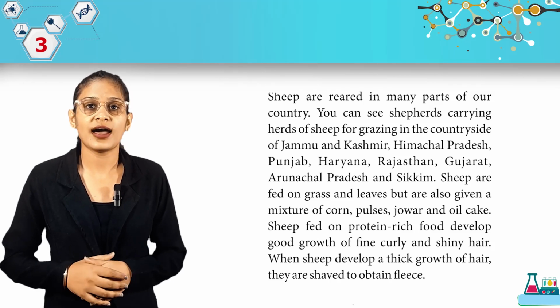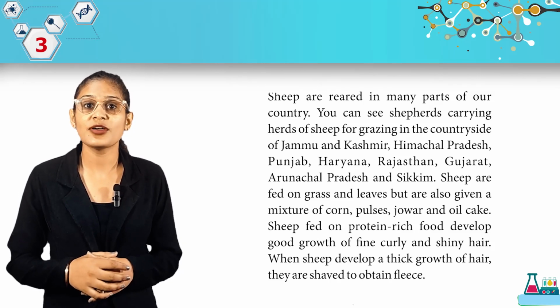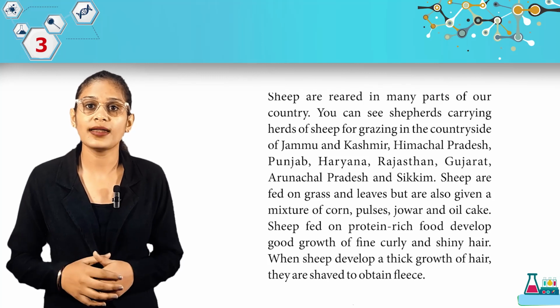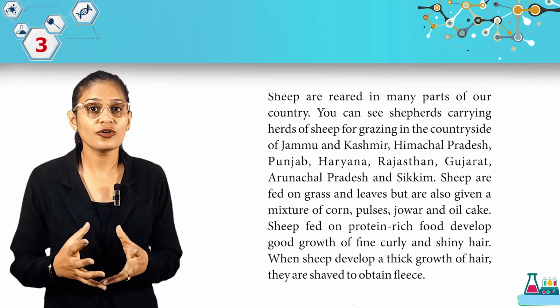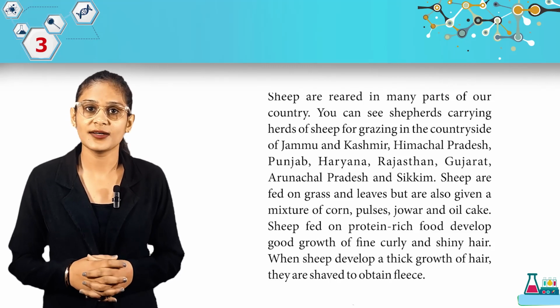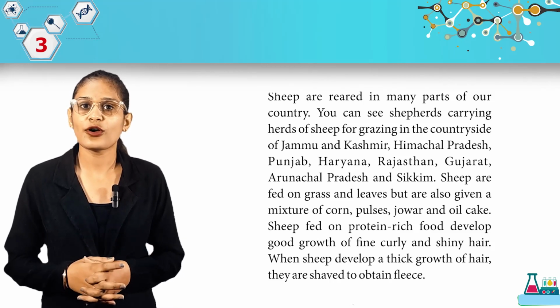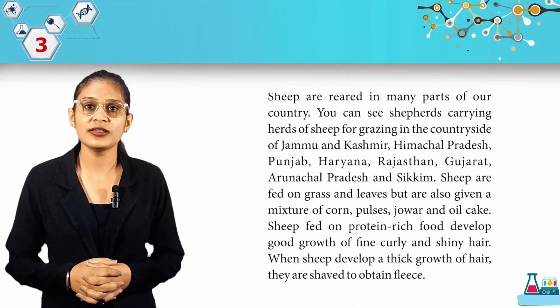Sheep are fed on grass and leaves but are also given a mixture of corn, pulses, jowar and oil cake. Sheep fed on protein-rich food develop good growth of fine, curly and shiny hair. When sheep develop a thick growth of hair, they are shaved to obtain fleece.